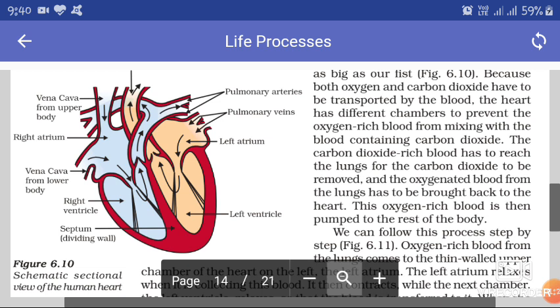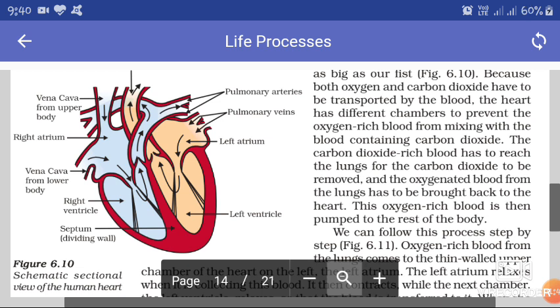We have seen the diagram. Here: pulmonary artery, pulmonary veins, left atrium, left ventricle, and on the next side, vena cava from our upper body, right atrium, vena cava from the lower body, right ventricle, septum, dividing valves.